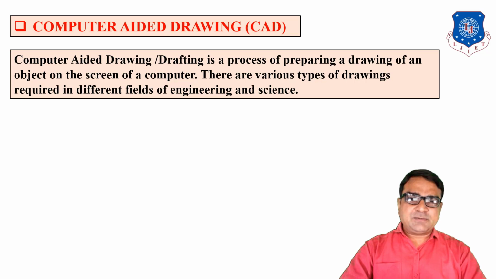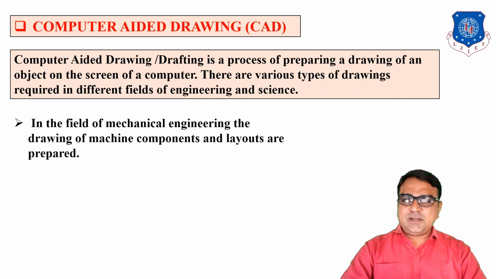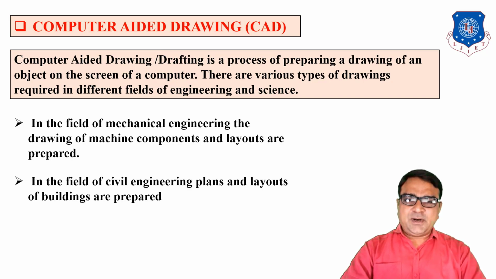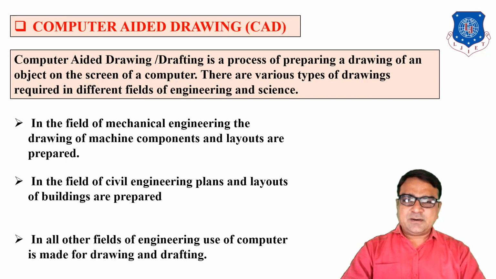There are various types of drawings required in different fields of engineering and science. In the field of mechanical engineering, the drawings of machine components and layouts are prepared. In the field of civil engineering, plans and layouts of buildings are prepared. And in all other fields of engineering, computers are used for drawing and drafting.